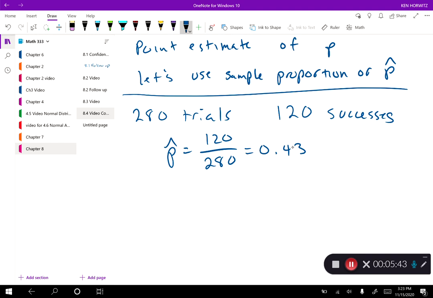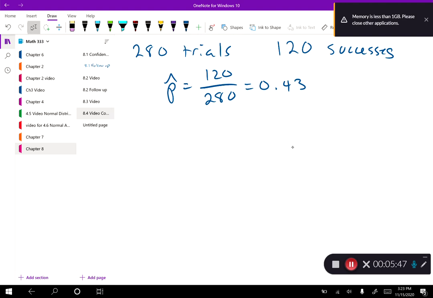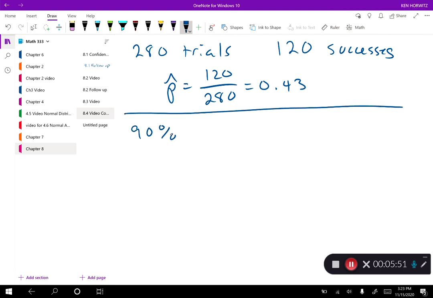So our typical confidence levels we're going to work with are, once again, 90%, 95%, and 99%. And because we're using larger numbers, our sample was 280, that kind of a thing, we're going to go back to the z-score.